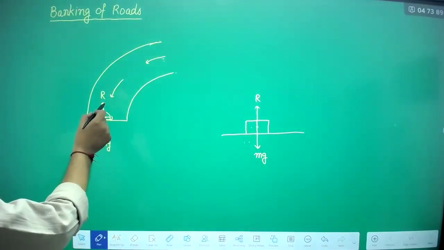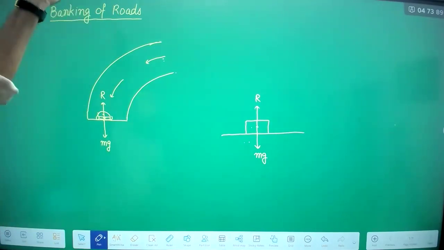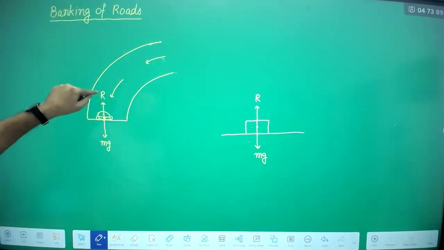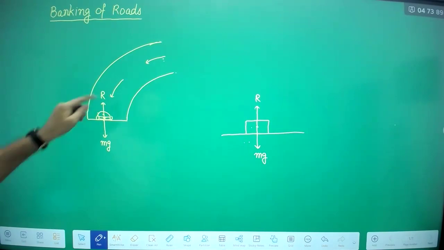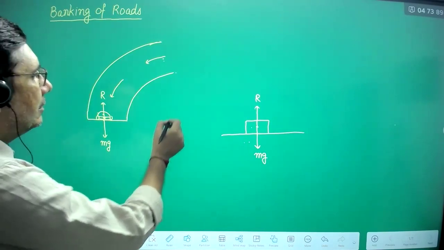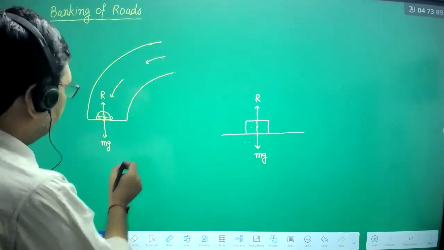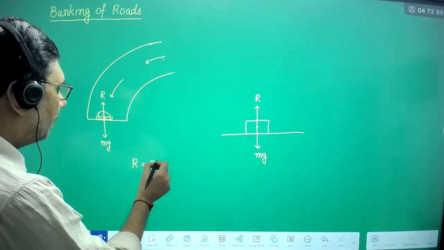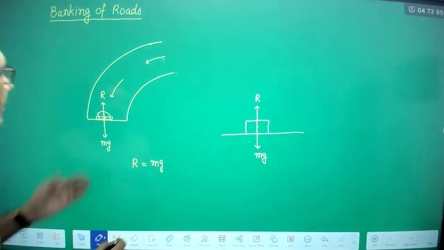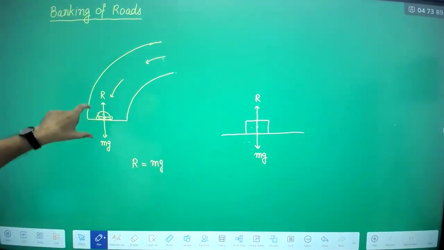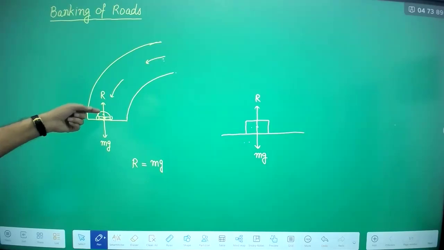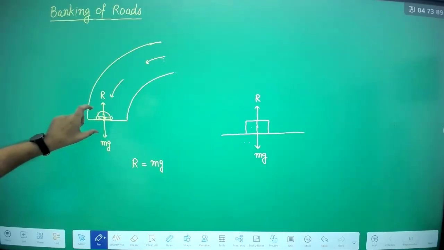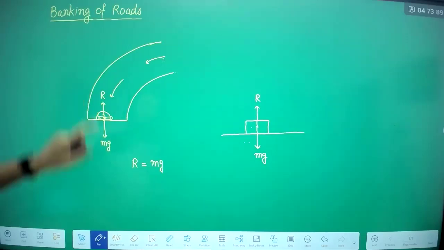So here in this case, the car is not moving in the upward direction, so automatically this weight and this R are balancing each other. So this R is going to balance this mg. That's why this car is not moving in the upward direction. They are exactly balanced. So on the car, a normal reaction is acting, and its weight is acting downward. Both are equal and opposite, so they are balancing each other. So the first equation will be this one.